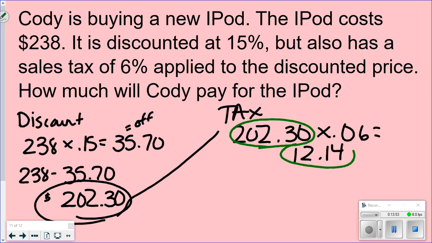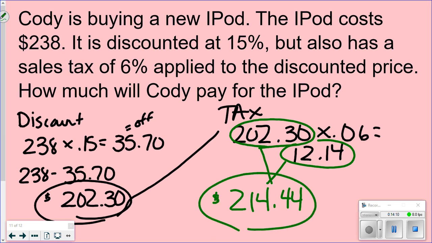So now you would take this number and this number and add them together. 12.14 plus 202.30 and $214.44 is what you would be paying after your discount and your tax.